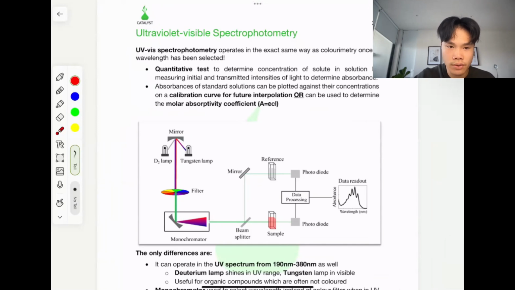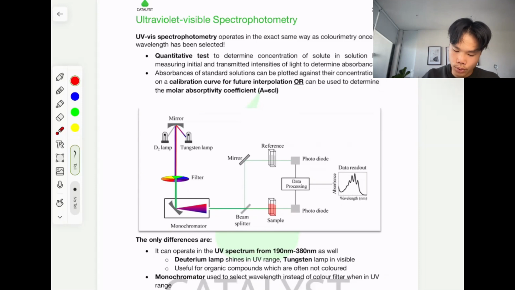UV vis is slightly different, where you extend the method to the UV spectrum, and you don't select your wavelength based on color. You select it based on a readout, which allows you to find what wavelength absorbs light the most, or what wavelength is absorbed the most by this sample. You still use the same method of a calibration curve or the molar absorptivity constant because you still have a cuvette.